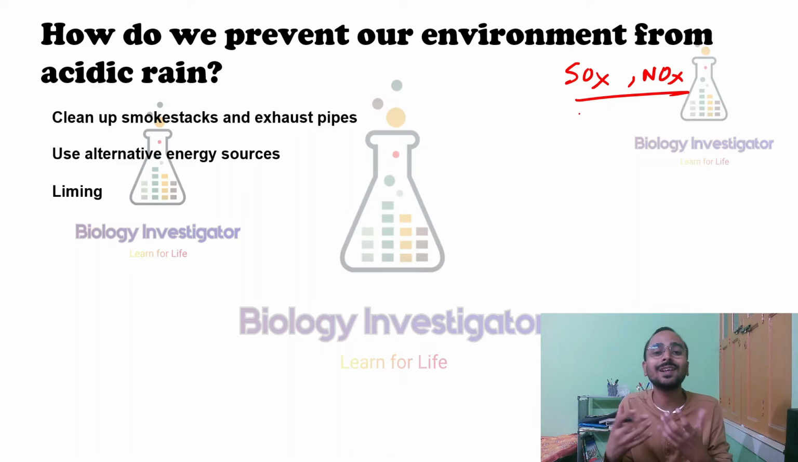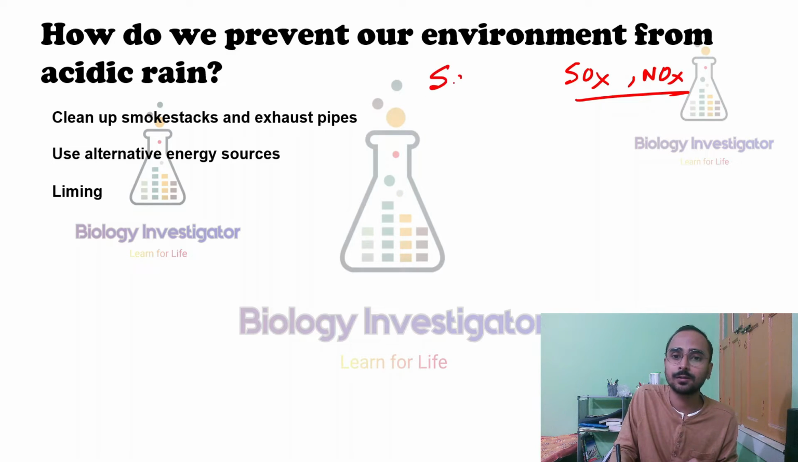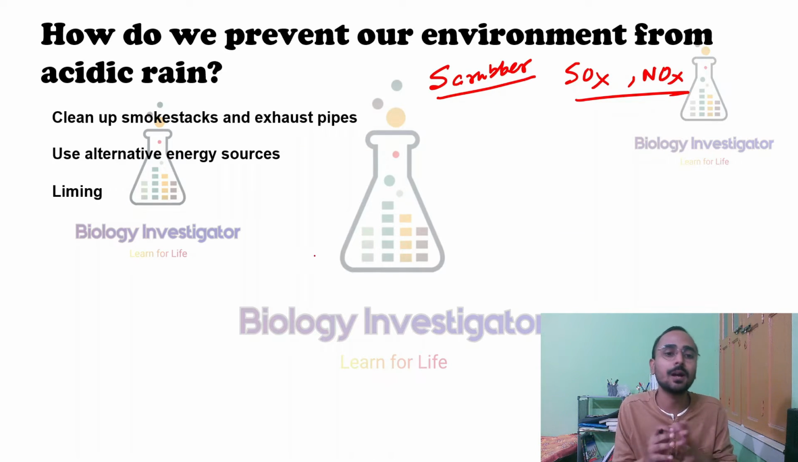And we need to clean those smokestacks and exhaust pipes frequently with a scrubber. There is one instrument called a scrubber. With the help of a scrubber we can clean up those smokestacks and exhaust pipes, because these SOx and NOx are generally emitted by the burning of fossil fuels.